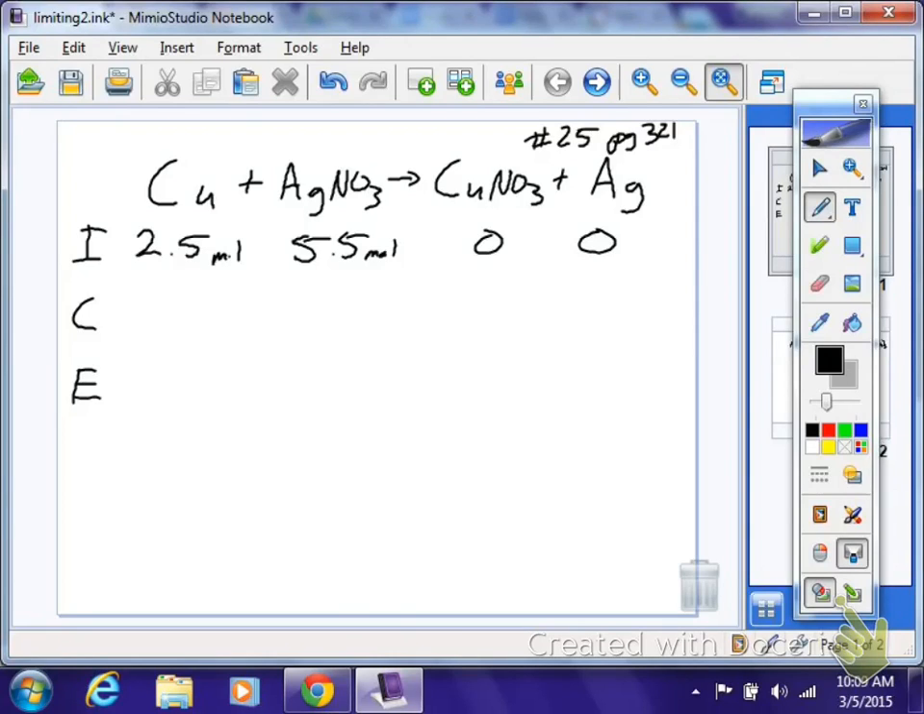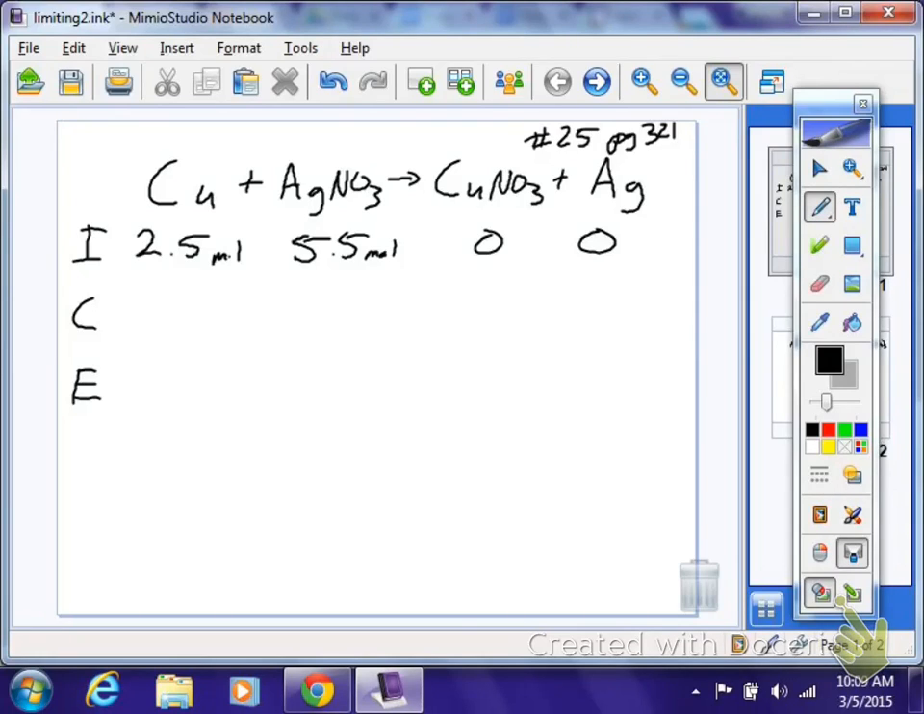This is probably a 6-point, 7-point question. And you should be able to get it done in probably about 5 minutes. It shouldn't take you more than 5 minutes to do a question like this. Okay? Should be really easy.